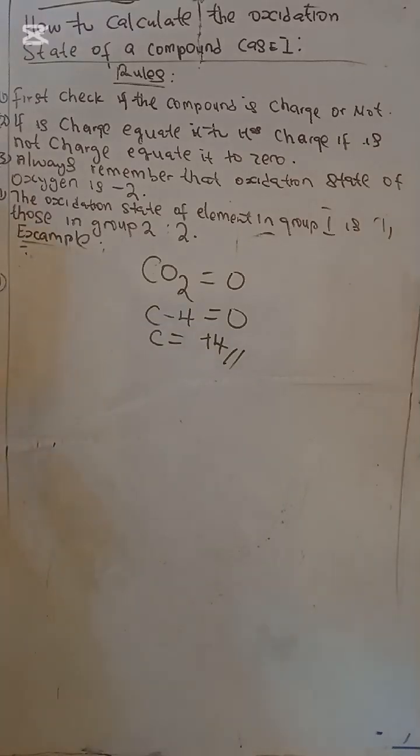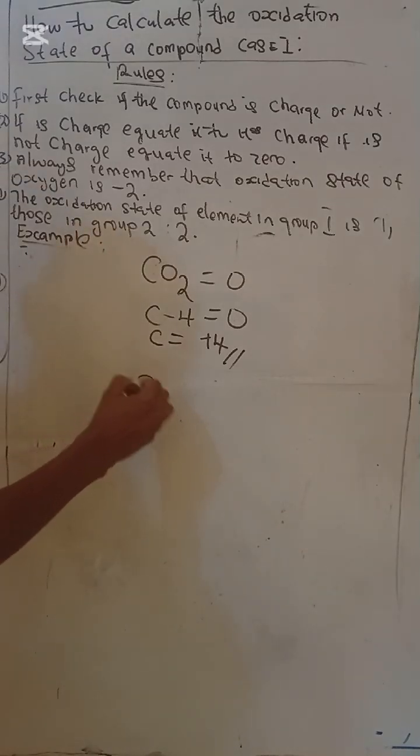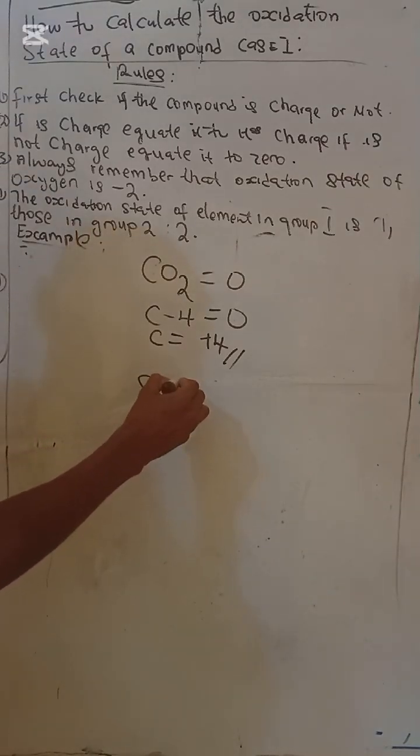Okay, now let's quickly look at another example. Let's assume that you are asked to find the oxidation state of sulfur in this particular compound.